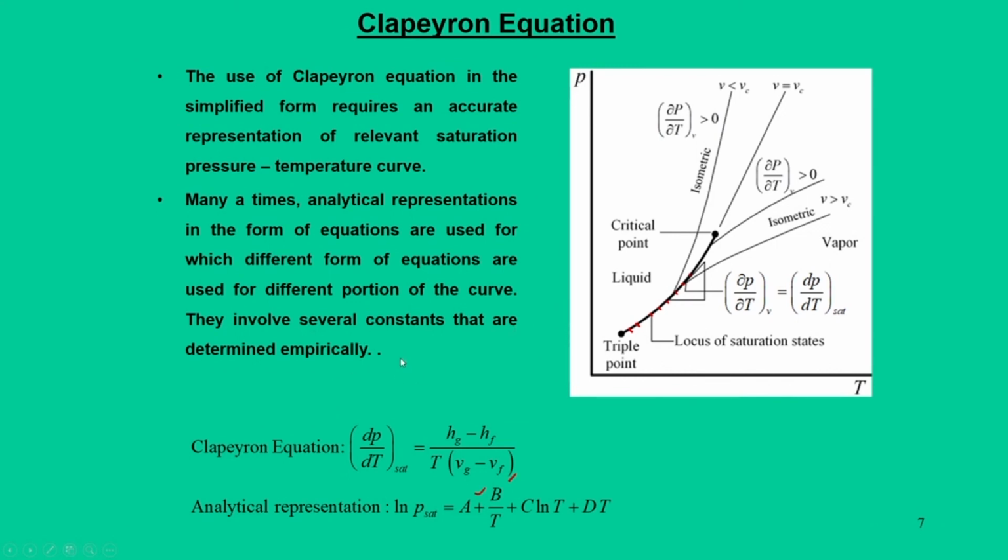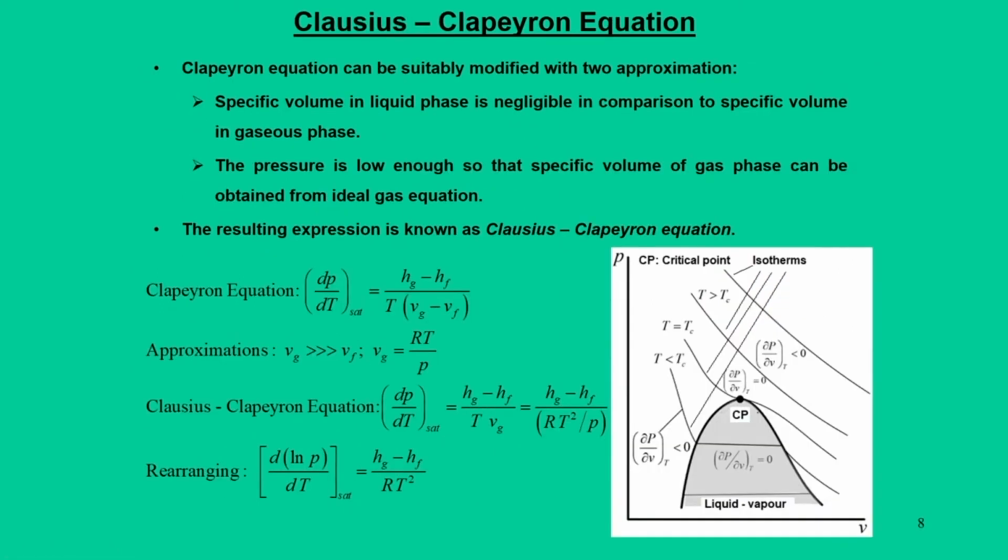However, we will stick to the Clapeyron equation for our study, that is dP by dT on the saturated line will be Hg minus Hf divided by T into Vg minus Vf. Now, moving further, we are going to get more information. That means if you want to include more approximations onto the Clapeyron equation, then how is it going to change.